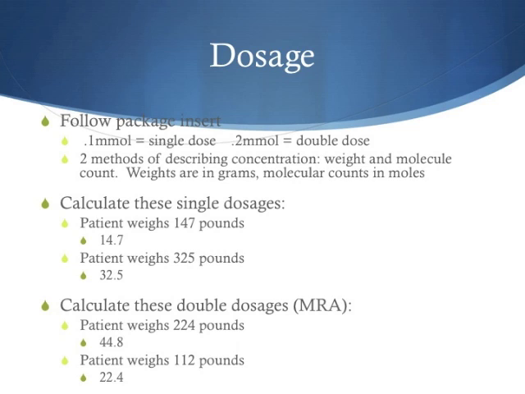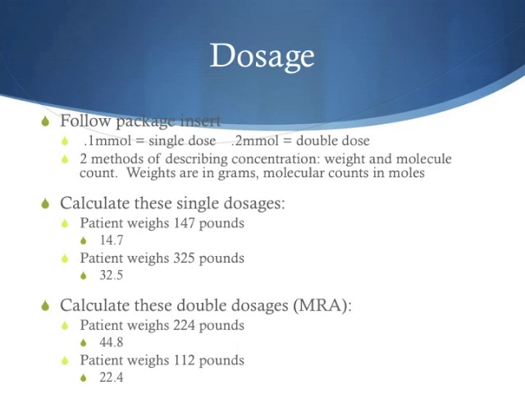So when you're giving IV contrast, it's important to follow the package insert. Typically, the dosage will be either a single dose, 0.1 millimoles per whatever unit of weight the package describes, grams, kilograms, pounds, or 0.2 for a double dose. There are two methods of describing the concentration, and that is going to be either the weight or the molecular count. Weights are in grams, molecular counts are in moles. So what I showed you next is just a couple of examples.